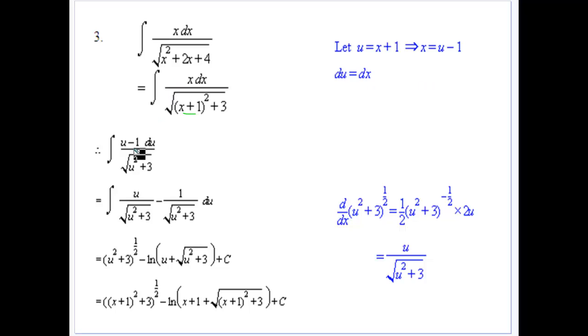du is dx. So we get u minus 1 du on the square root of u squared plus 3, which gives us a situation where it's just the u on the square root of u squared plus 3. Now remember our reversal of the chain rule. That would integrate, because minus a half integrates to a half, and we'd have the u on the square root of u squared plus 3.